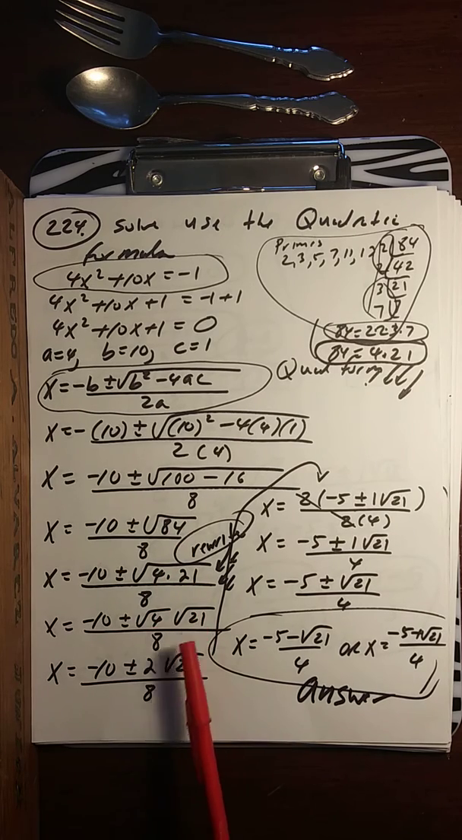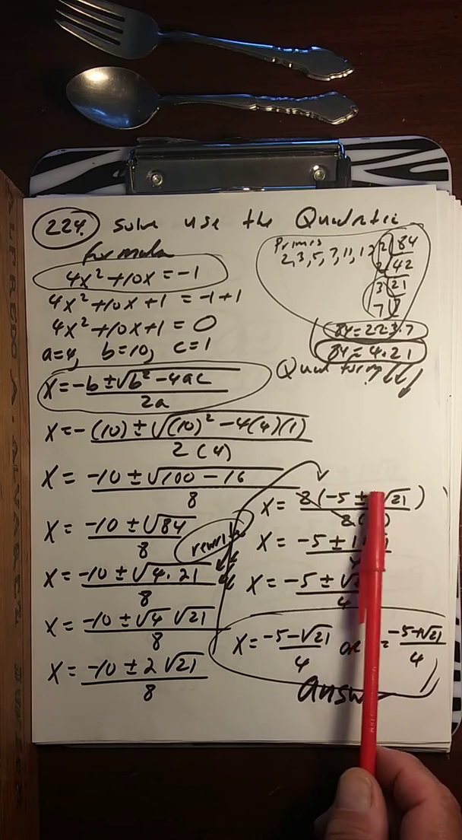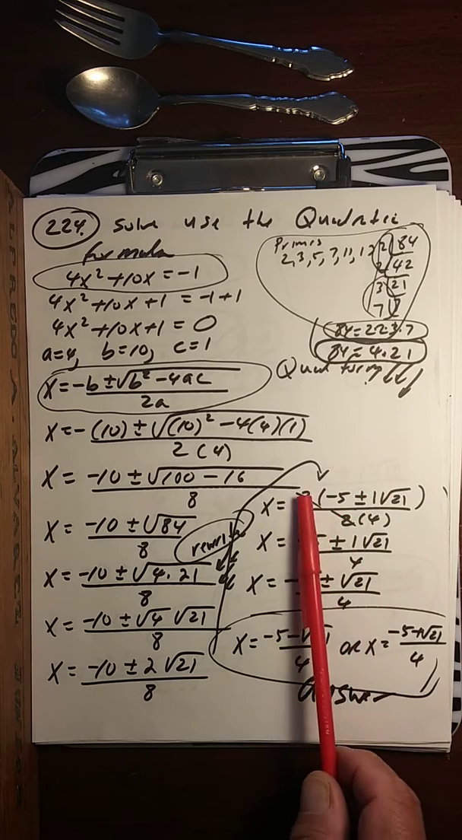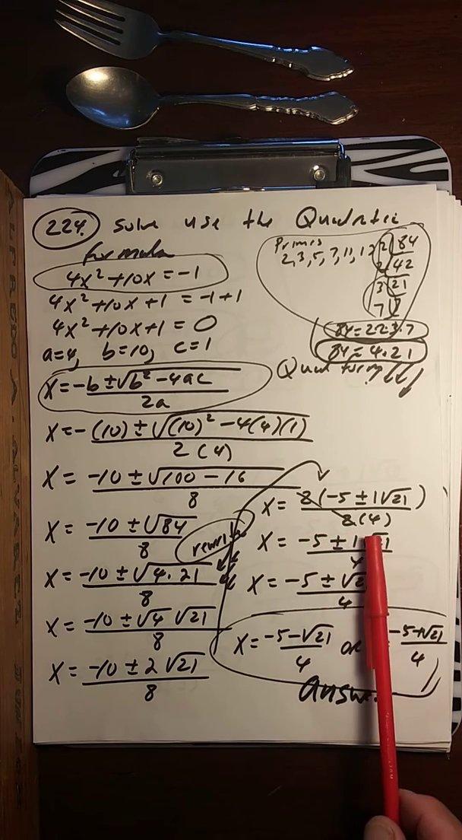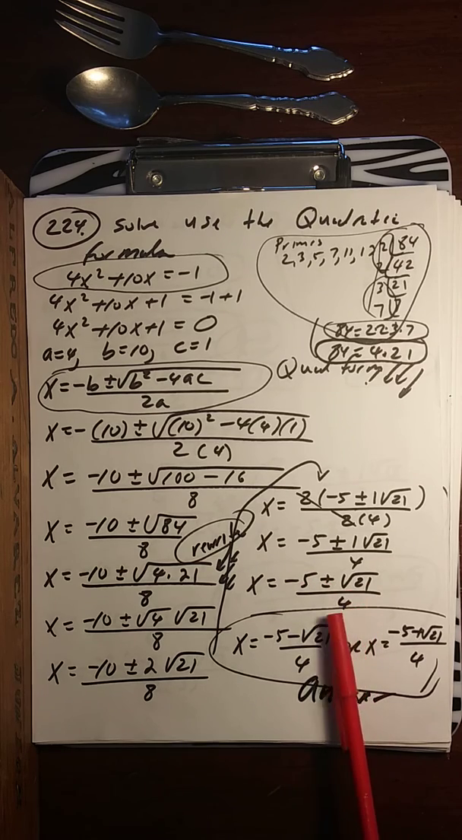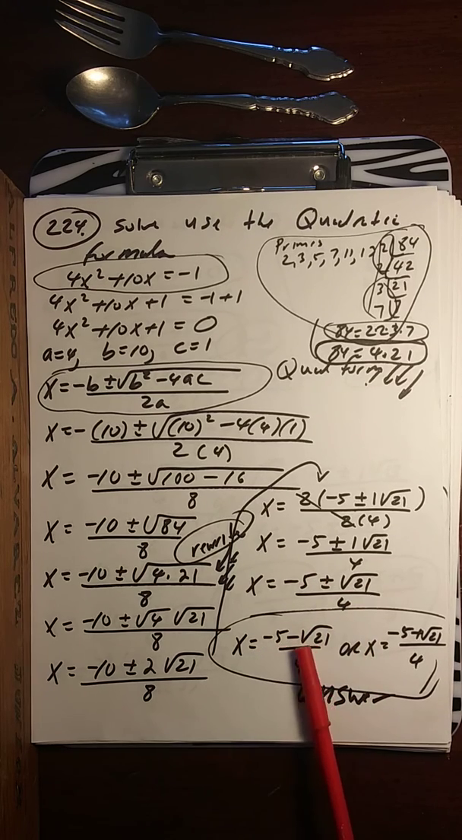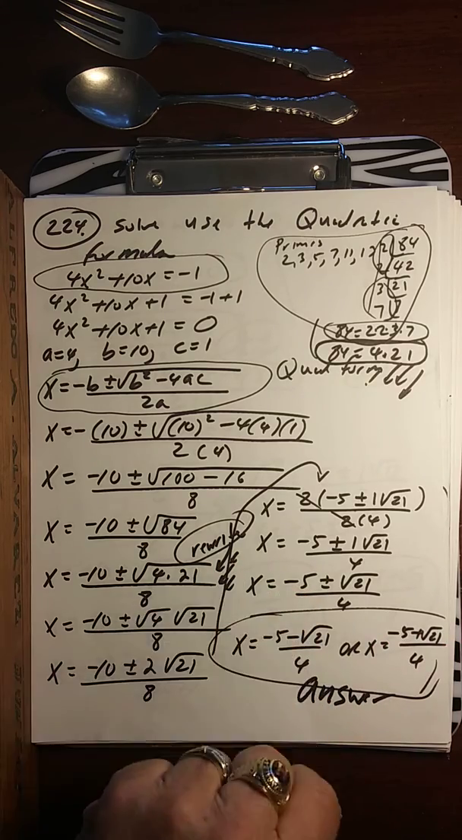So square root of 4, square root of 21. This is going to be 2. So now take a factor out of 2. 2 times that and 2 times 4 in the bottom. So 2 times that is that, 2 times that is 1. So we have negative 5 plus or minus 1 square root of 21 over 4. Or you don't need the 1 there. Negative 5 plus or minus square root of 21 over 4. Negative 5 minus square root of 21 over 4, or negative 5 plus square root of 21 over 4.